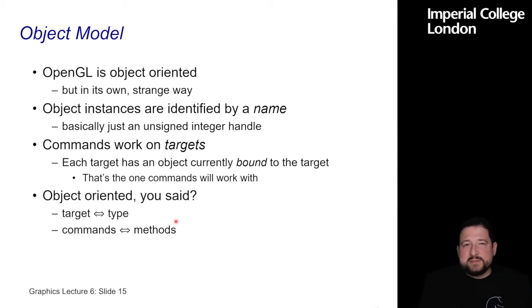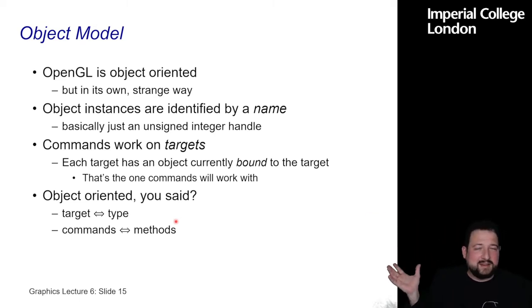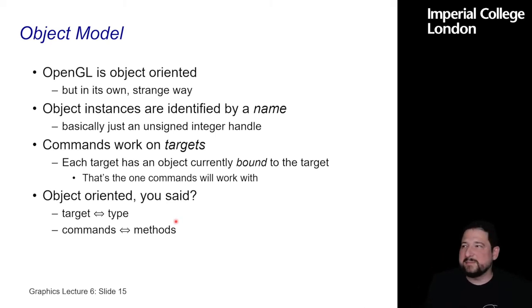So the OpenGL model is surprisingly object-oriented, but in a very strange way. Object instances are identified by a name. So basically it's just an integer you get. The way this works is you need to define a reference to an unsigned integer, and then you request an object from the state machine, and it generates that object for you and gives you back something like a number plate, a magic number that identifies that specific object.